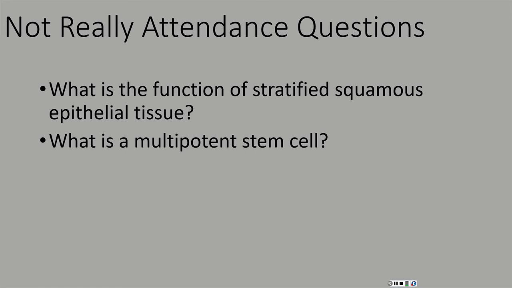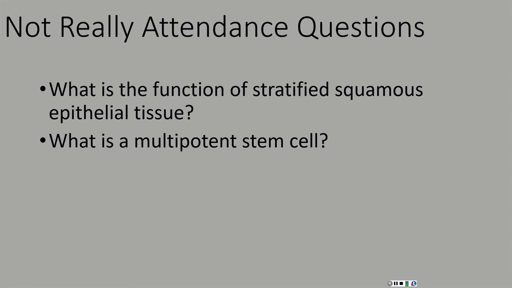Stratified squamous epithelium is lots of layers of mostly dead cells. And this is for abrasion resistance and protection. It allows us to scratch our skin or bump up against something, and those outer dead cells flake away so that it doesn't harm anything underneath.